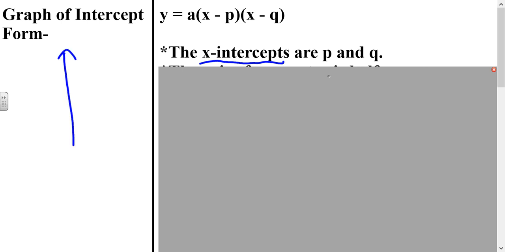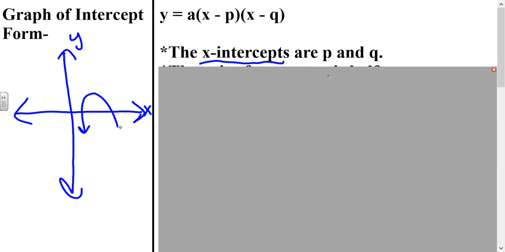So if this was our graph, this is the x-axis, this is the y-axis, then if my parabola went like this, then these would be my x-intercepts, these 2 points right here where it crosses the x-axis. Now, notice the x-intercepts are p and q, but the formulas have negatives in them, so it's always opposite of what you think it would be.